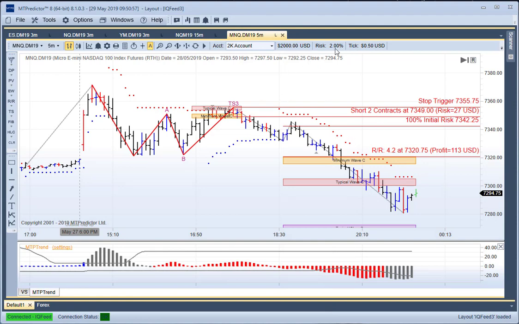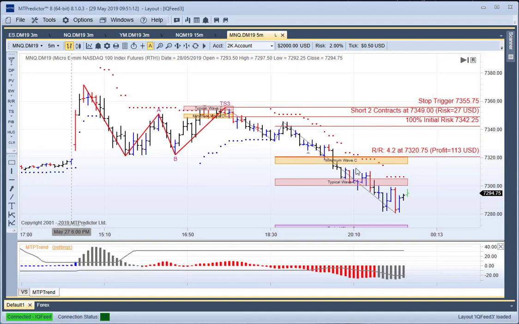Remember, we're still doing the 2% risk, in this case a sample $2,000 account using the micro E-minis for a risk of $27 US. In this case the market came down nicely to reach the first target here, where a plus 4.2R profit was available. In this case of just over 130, or about $113 approximately.